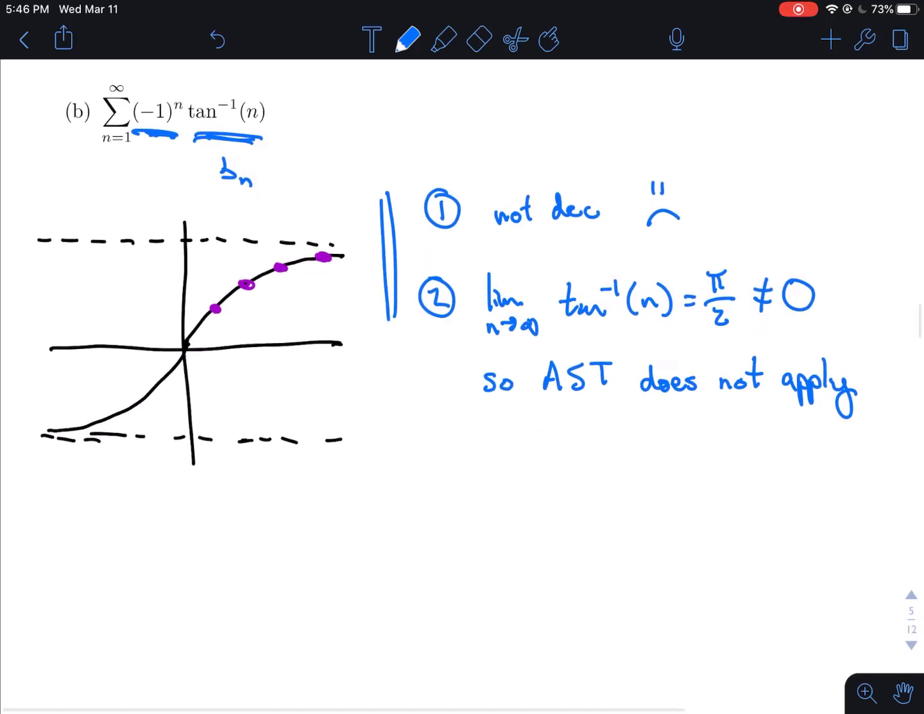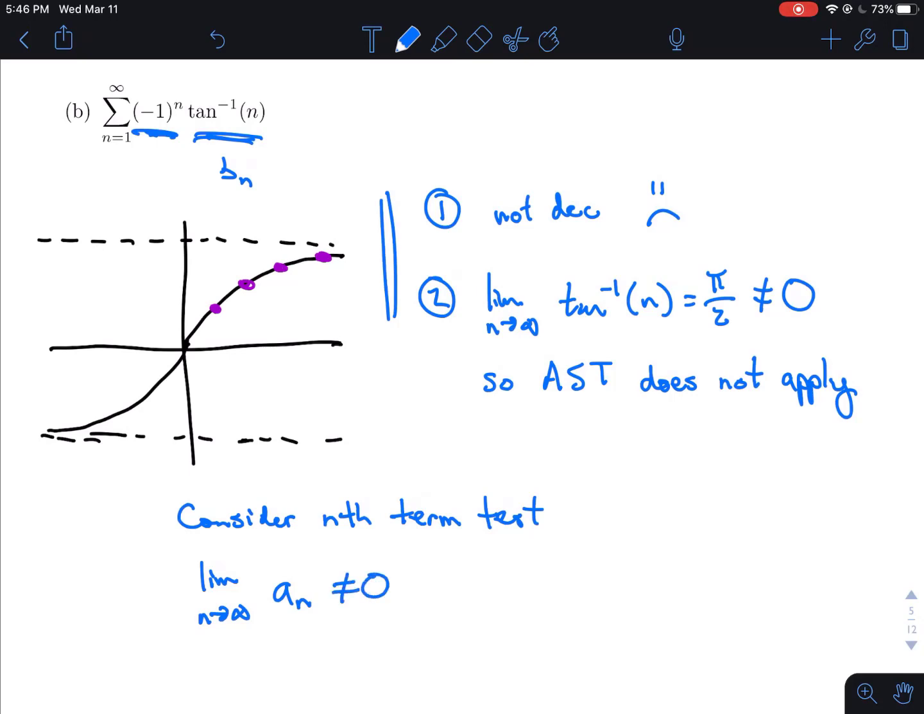My claim is, when the alternating series test does not apply but you have an alternating series, a great step to take next is to use the nth term test for divergence. So I'm going to consider the nth term test. Remember, the nth term test for divergence says that if the limit of your a sub n's, so this is the overall series here, is not equal to 0, then the series of the a sub n's diverges.